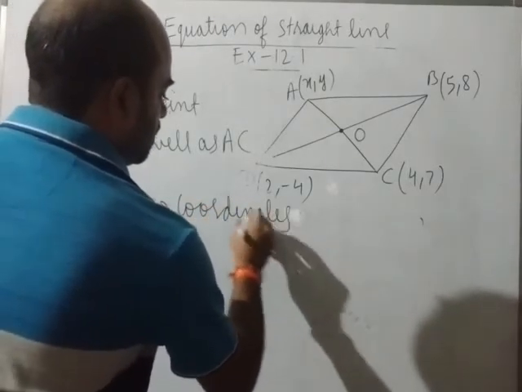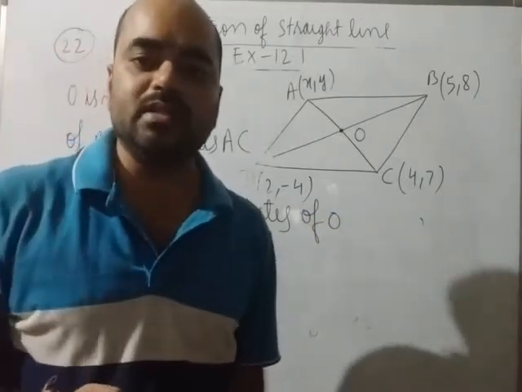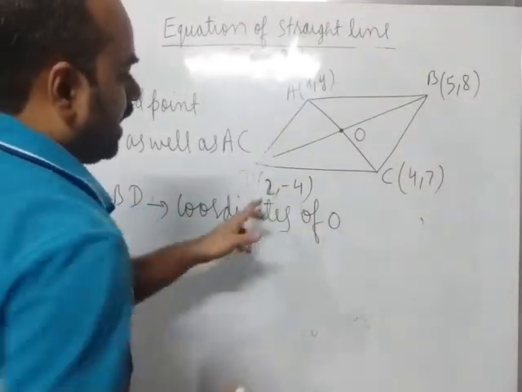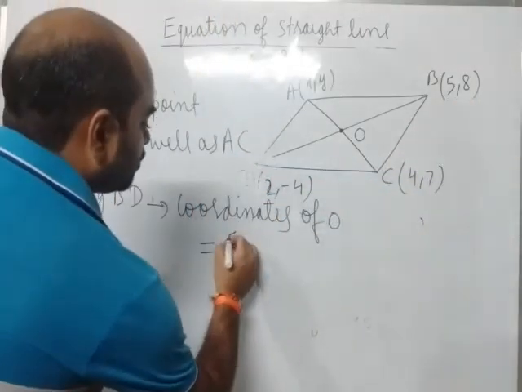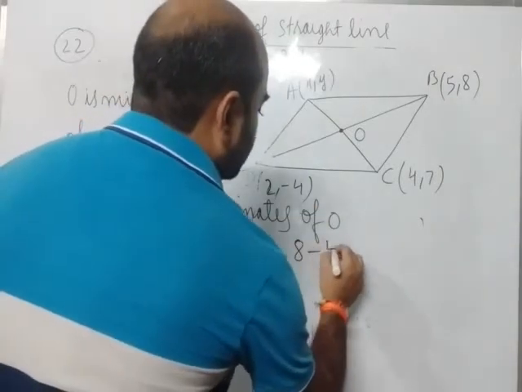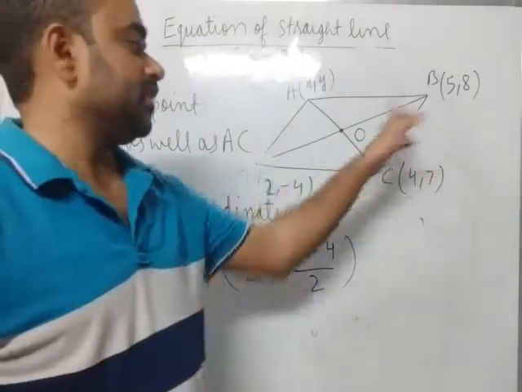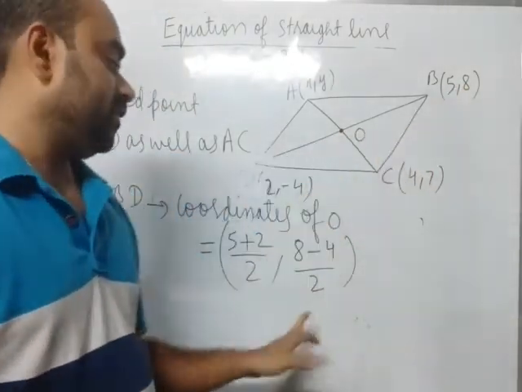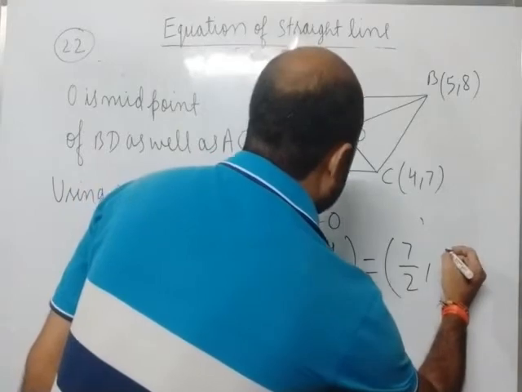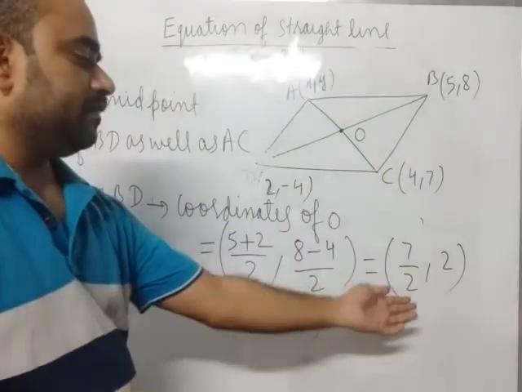Coordinates of O. You have studied the midpoint formula: x1 plus x2 by 2, y1 plus y2 by 2. Here this is x1, y1 and x2, y2. It means 5 plus 2 by 2 comma 8 minus 4 by 2. The coordinates are 7 by 2 comma 4 by 2, that is 2. It means using BD the coordinates are 7 by 2 comma 2.